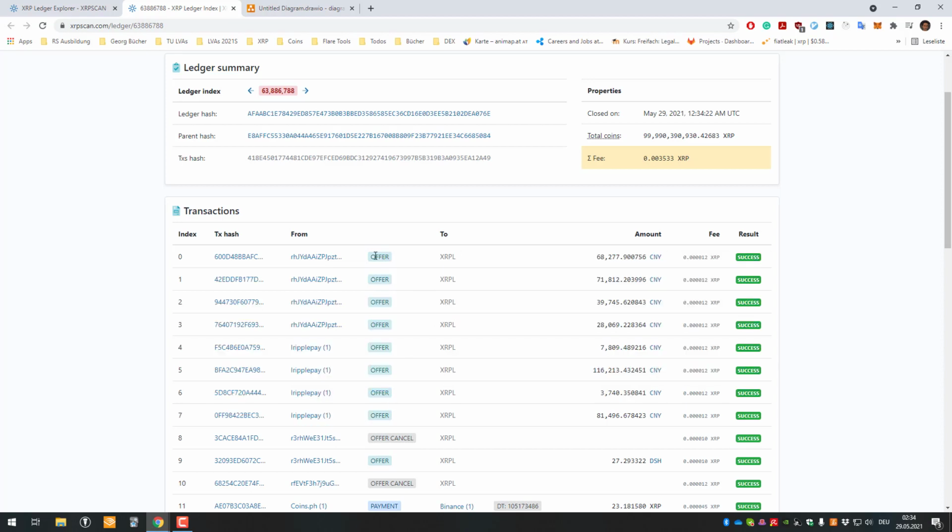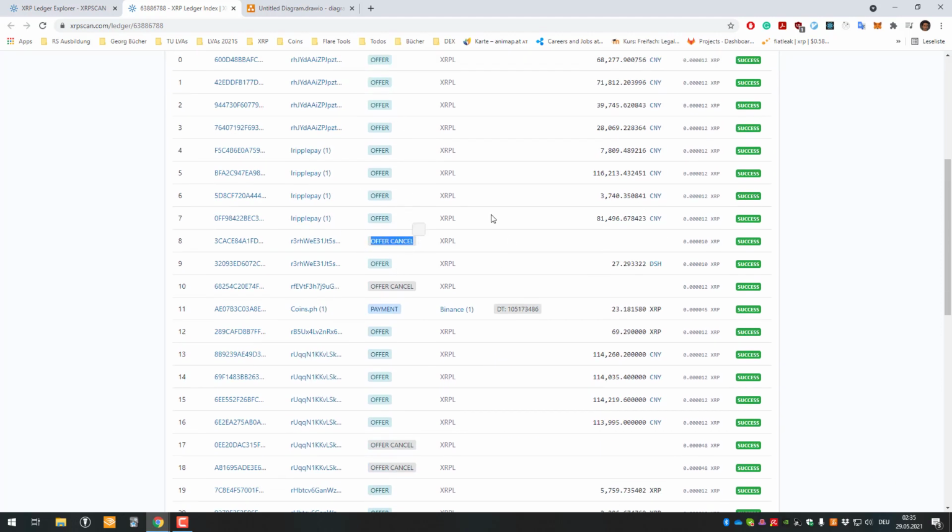There are offer transactions. These offers are part of the decentralized exchange functionality, meaning that you could use the XRP toolkit or also Sologenic or any other decentralized exchange. Whenever you post an order, it is being sent, you can see from whom it gets sent, and it's being sent to the XRPL. So it's just an offer. Then there's an offer cancel. You can cancel the offer you created.